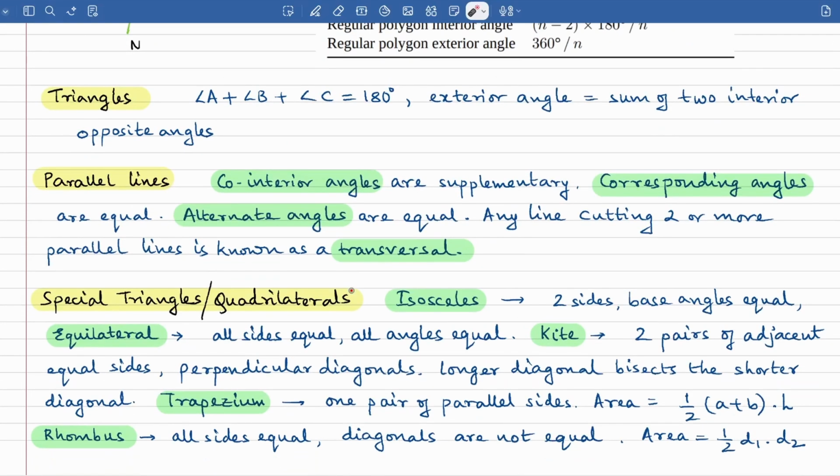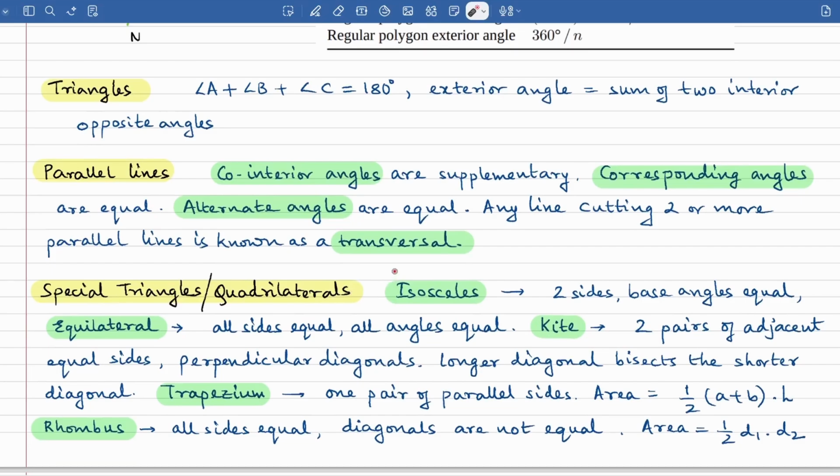Then we move on to special triangles and quadrilaterals. A very short definition of each one of them. An isosceles triangle has two sides equal. Their opposite angles will be equal. The median of an isosceles triangle is also its perpendicular bisector. Same with an equilateral triangle. All sides are equal. All angles are equal. Again, the median is the perpendicular bisector.